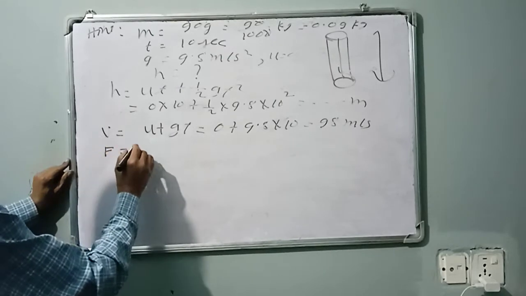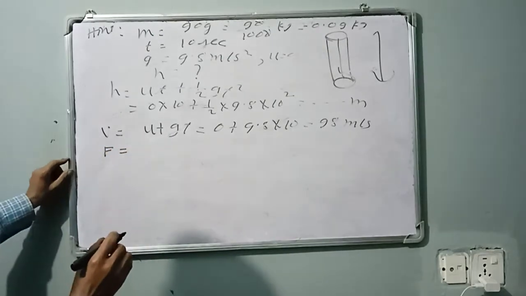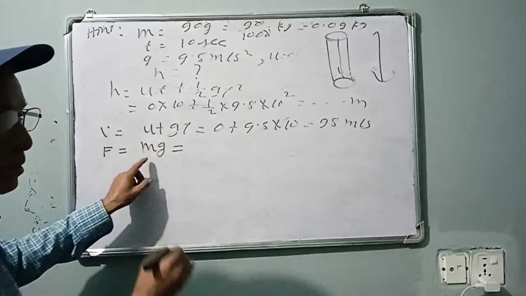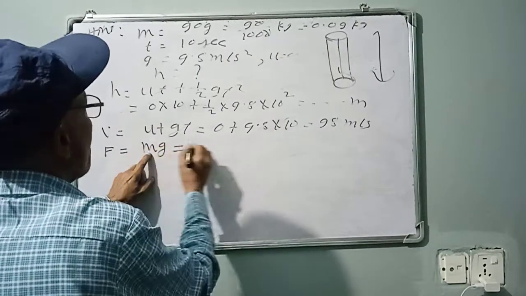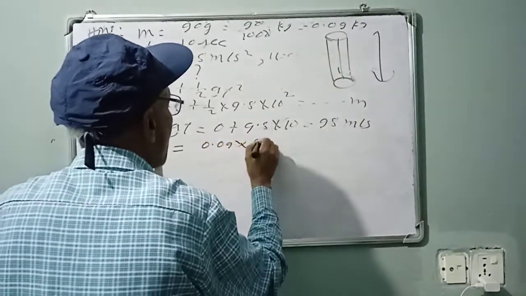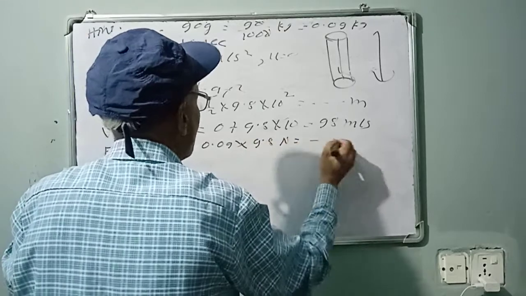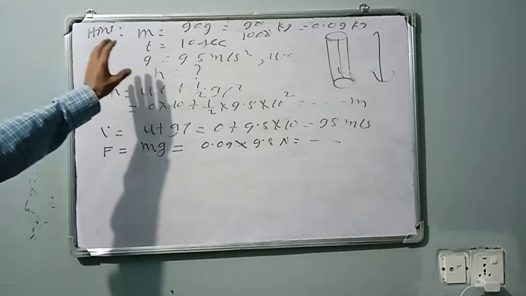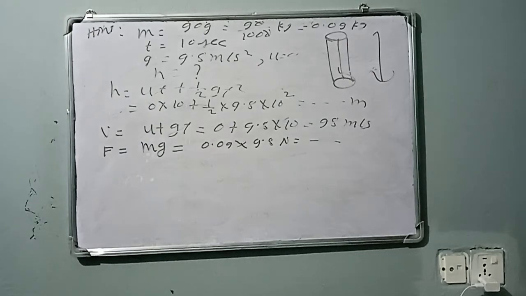How to find F? F equals ma or mg. Force: mass is 0.09 and g is 9.8 Newton. If you have to find kinetic energy, half mv square. In this way, you can practice a lot more. Lesson 2, you need force. And next time I will solve some more questions.